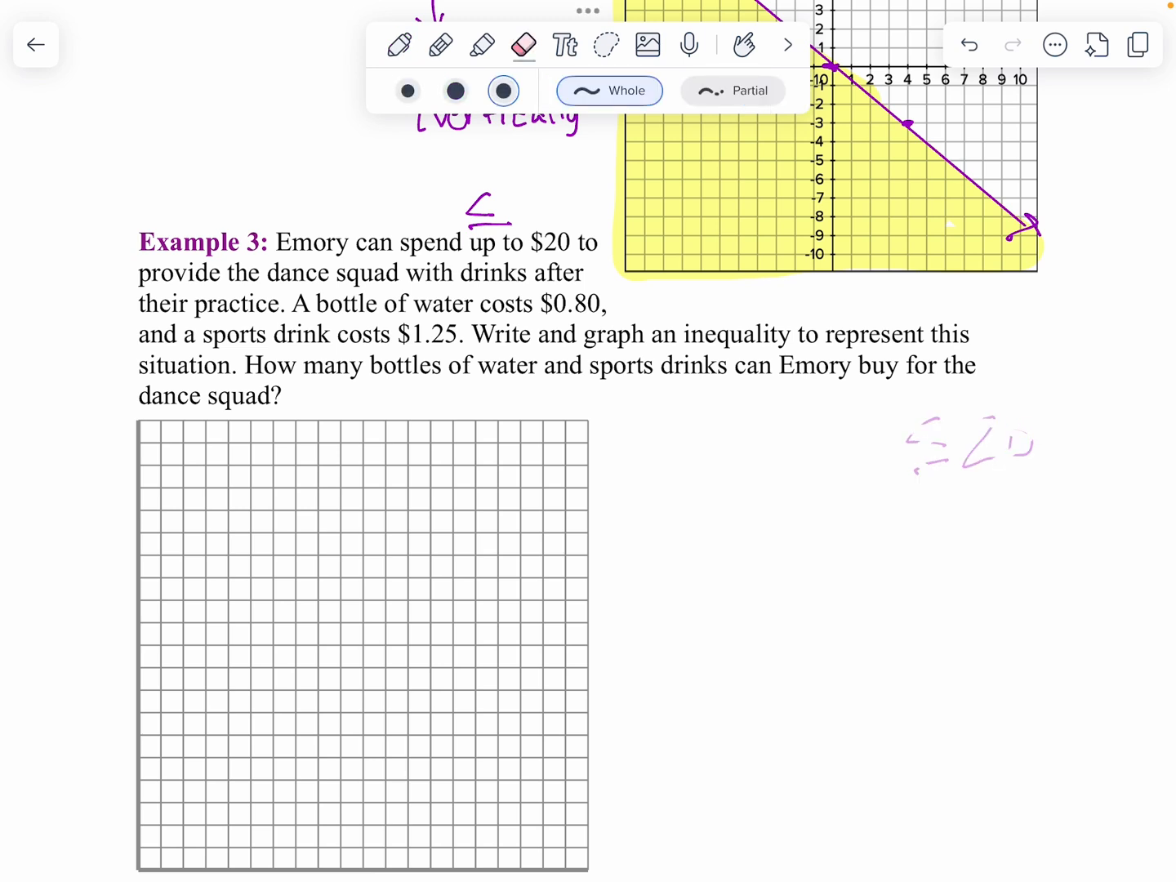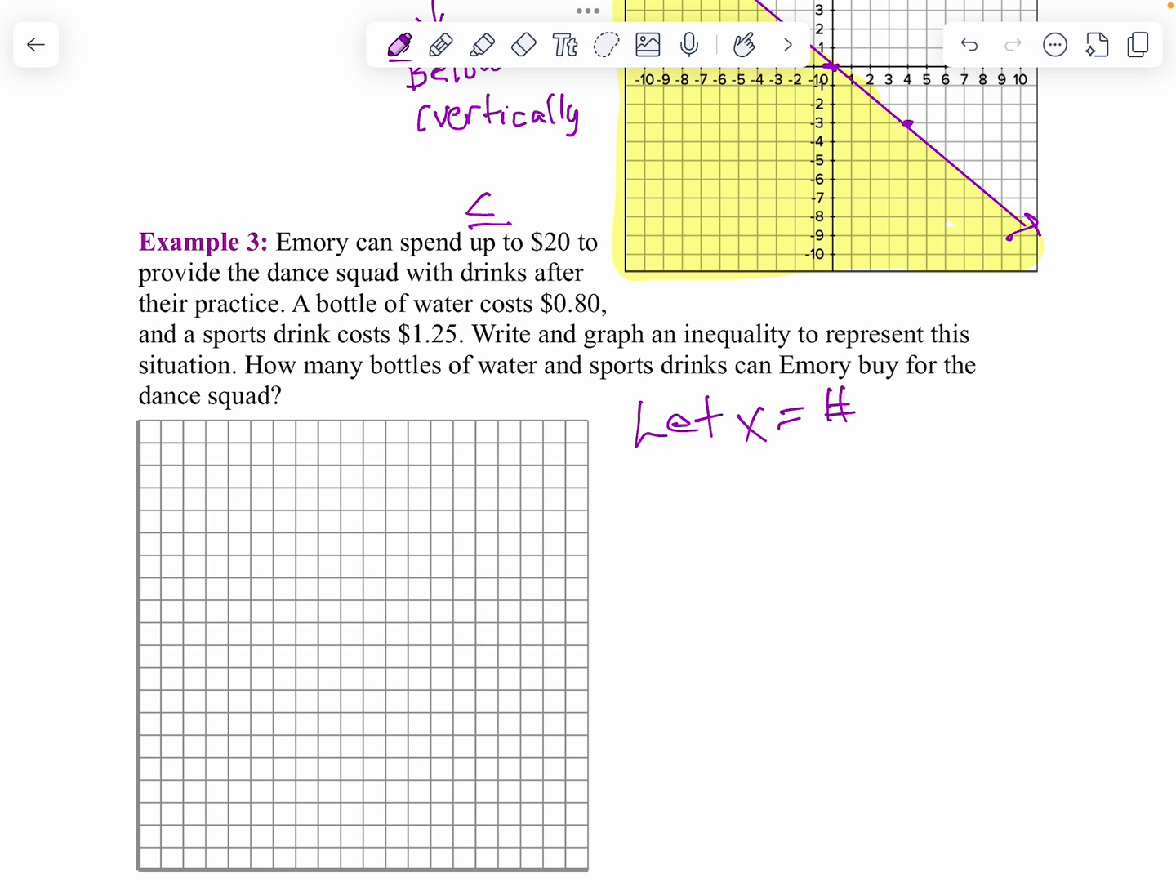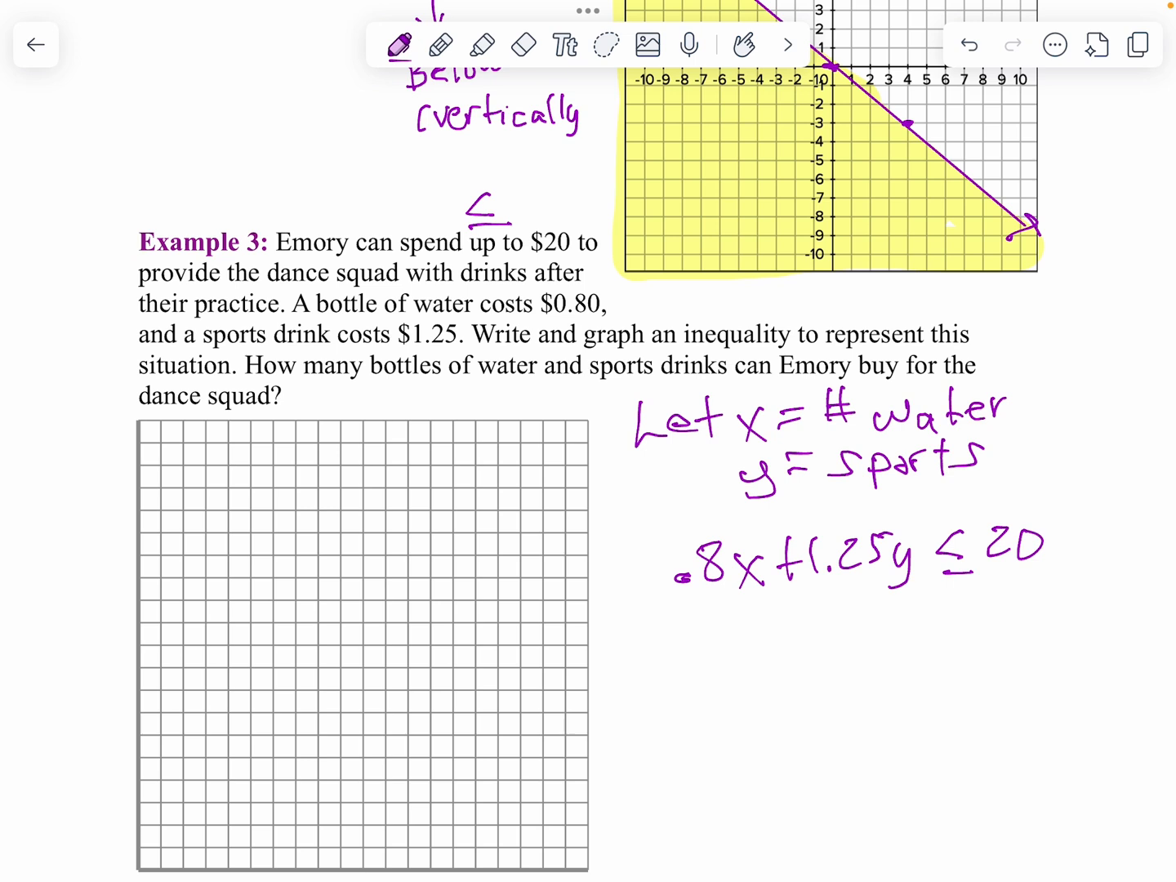So I think what I'm going to do is define my variables. I'm going to let x be the number of water bottles she can order, and y would be the sports drinks. Pretty cheap. Probably should update this, although it's a brand new textbook. So we're going to say 0.8x. Well, maybe she gets a discount. So 0.8x plus 1.25y has to be less than or equal to 20. Do you see why I don't like slope-intercept form here? Because we got decimals galore. So let's just do our intercepts.